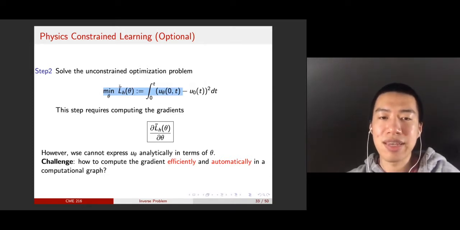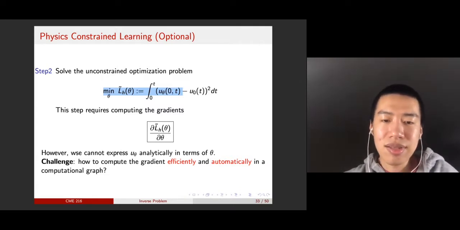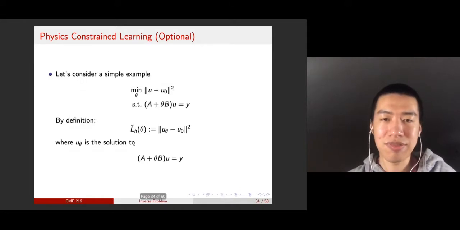And I use a tilde here. In the original formulation, I do not have a tilde because that has the dependent variable U. Here, the dependent variable is theta. The challenge here is to compute the gradient efficiently and automatically in the computational graph. So let's see how we can compute this term in a computational graph.